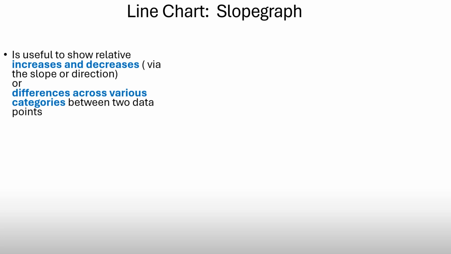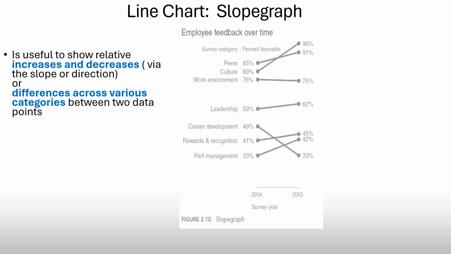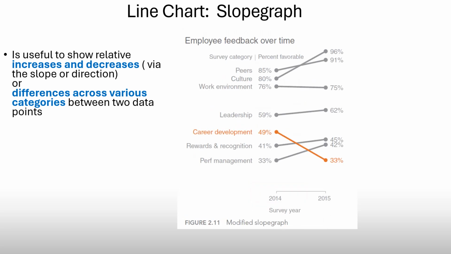Slope graphs are useful when we want to show relative increases and decreases via the slope or direction. Also, a slope graph is helpful for showing the differences across various categories between two data points. Here we have an example of a slope graph with two data points for the years 2014 and 2015. Here we see career development highlighted in color to draw our attention to it.